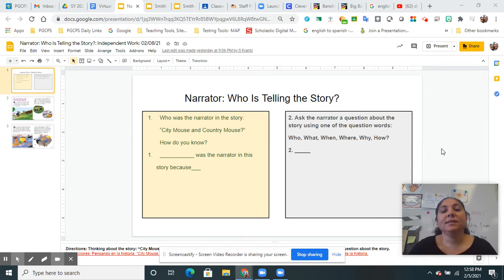For your reading assignment today, you are going to identify who is telling the story, the country mouse and city mouse. Listen as I read the story to you, and then think about who is the narrator of the story. And then think about a question you could ask the narrator of the story. Remember, the narrator is who is telling the story.